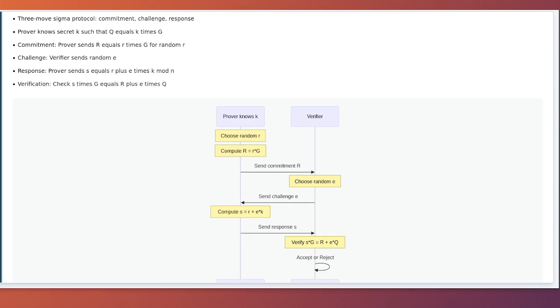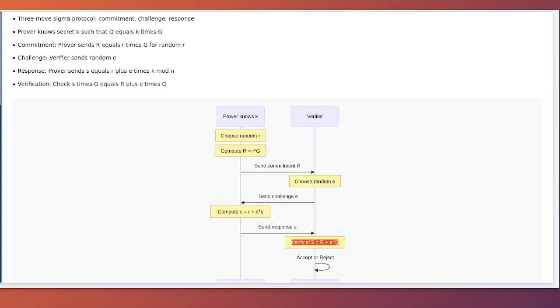It consists of 3 moves, which cryptographers call a sigma protocol. The first move is commitment, where the prover chooses a random value and commits to it by sending a related value to the verifier. The second move is challenge, where the verifier sends a random challenge to the prover. The third move is response, where the prover uses their secret knowledge to compute a response that depends on both the commitment and the challenge. The verifier then checks whether the response satisfies a specific verification equation.